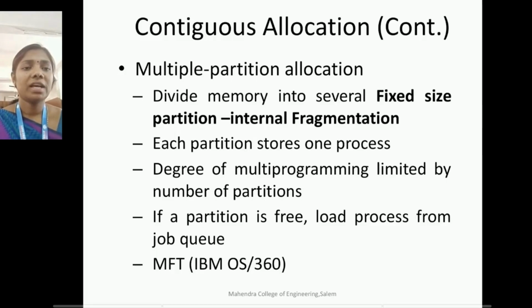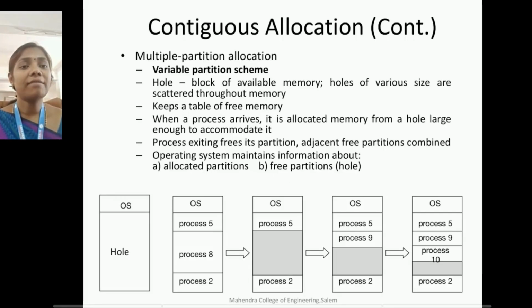An example for this, contiguous memory allocation, has been implemented in IBM OS 360. Then we have the variable partition scheme. In order to not suffer from internal fragmentation, we go for the variable partition scheme. In that, each process will be given different sizes of memory, so we can call it dynamic memory allocation. The different sizes are what we call a hole, which is a block of memory of various sizes scattered in the whole memory.